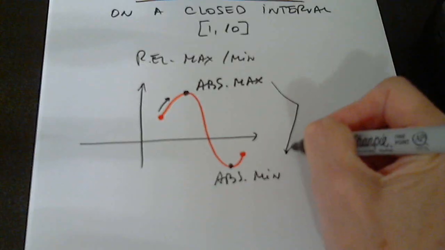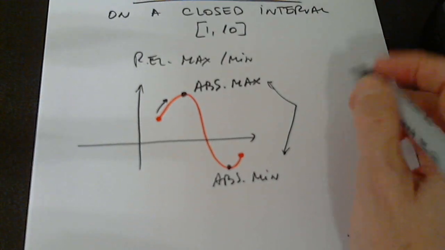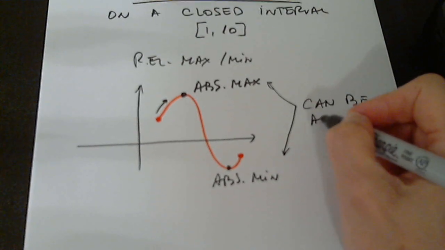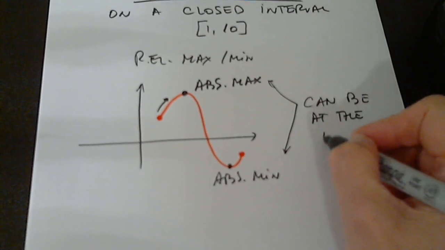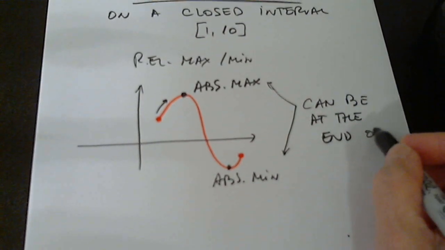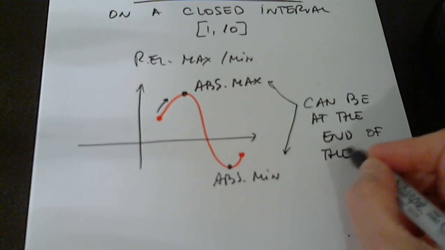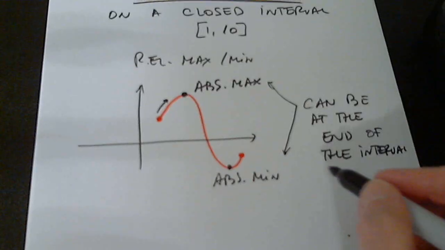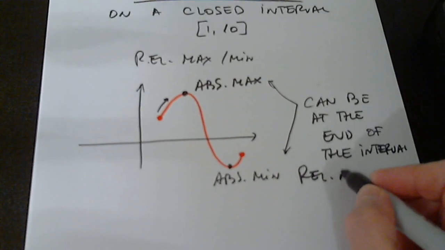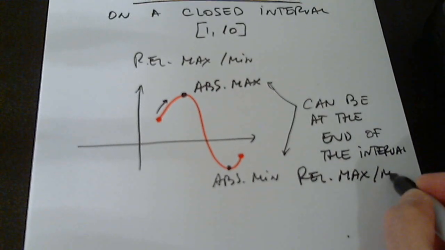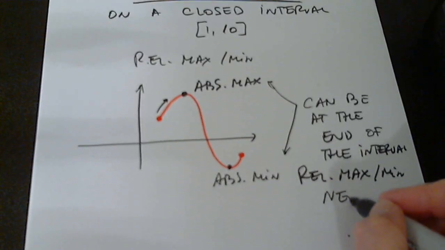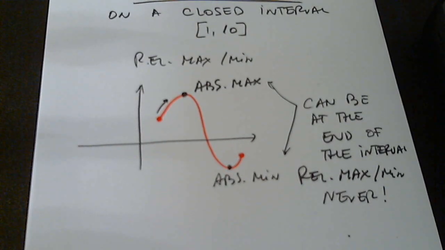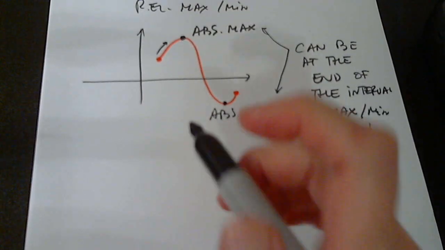Absolute max and min can also be at the end of the interval. Relative max and min can never be at the end of the interval. So here's another example.